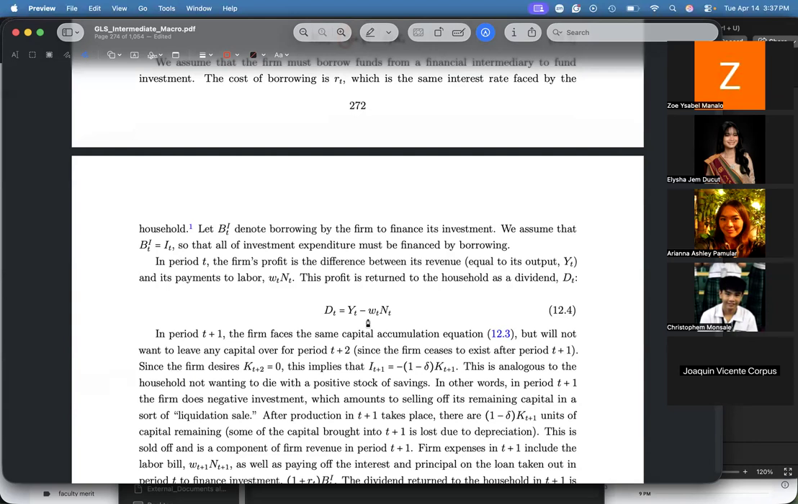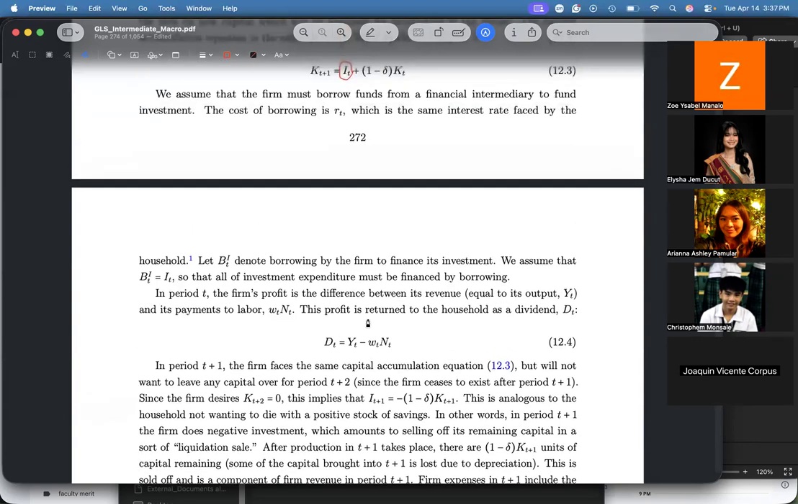So the question then becomes, bakit ka walang babayaran in period T? Anyone? Elisha? Zoe? Christophem? Joaquin? Anyone? Ito si 12.4, guys. This is your profit today. This is your dividend D. Instead of profit, we're going to call it dividend D. This is what's going to go back to the household. The household owns the firm.